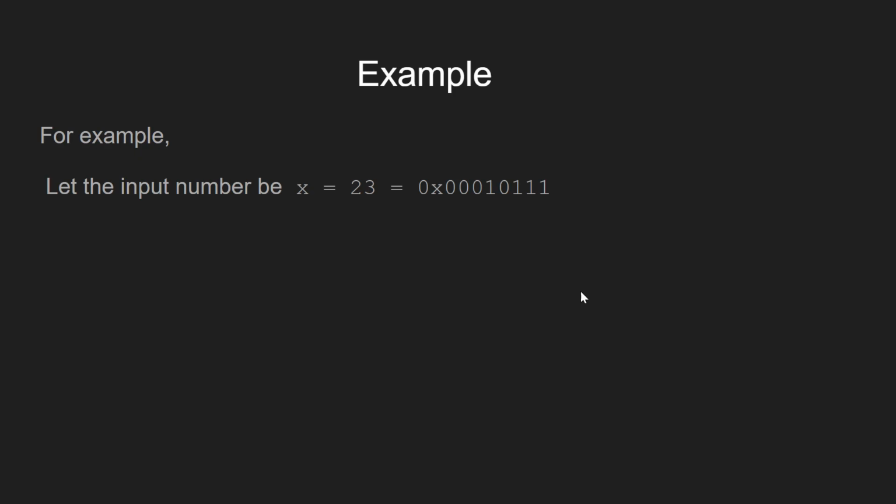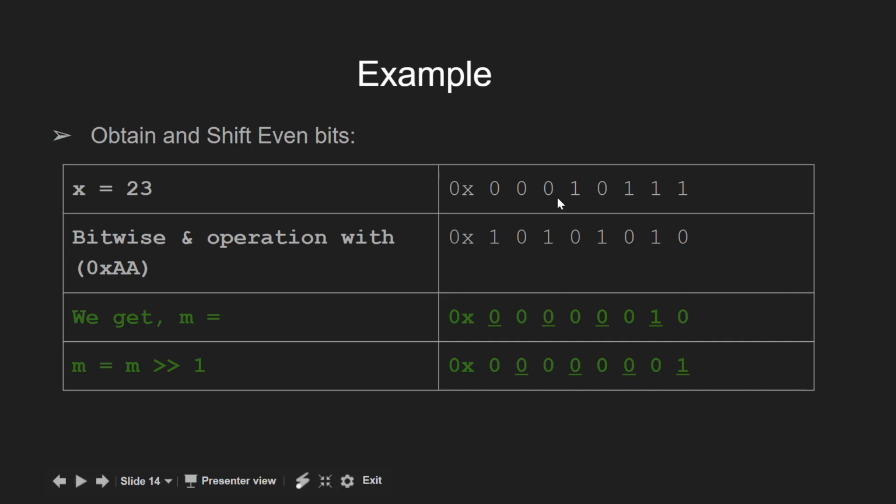To make it clear, take the same example of x equal to 23, which has the given binary representation. Now, according to the first step, we perform its bitwise AND operation with 0xAA and store the result in the variable named m. Here, we can observe that all the even bits of x are contained in m, which is then right shifted by 1 so that all even bits become odd.